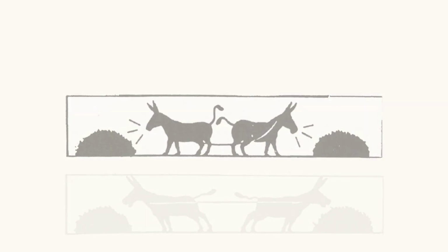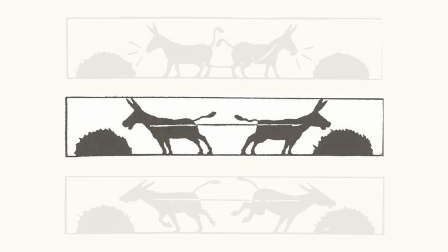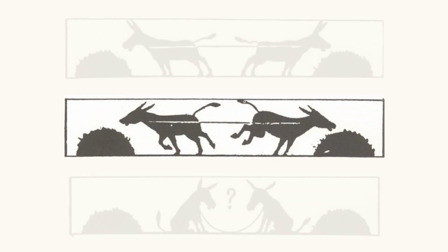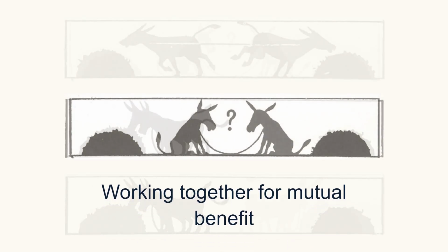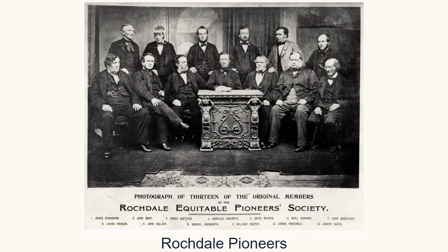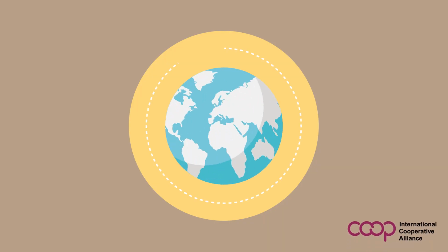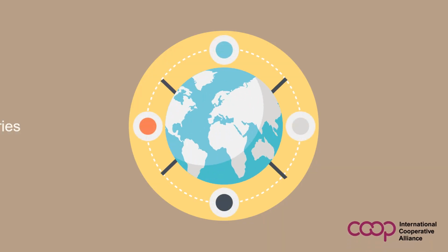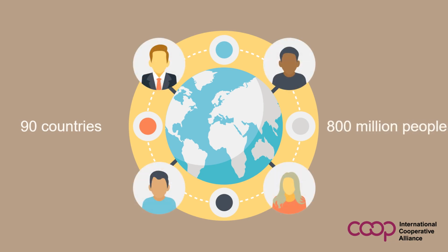The idea that you get further by working together is found throughout human history in communities and societies all around the world, with many examples of people organizing for mutual benefit. Organizing for mutual benefit was made into a formal cooperative enterprise business model in Rochdale, England in 1844. This cooperative business model has spread and is now found in 90 countries worldwide and involves over 800 million people.